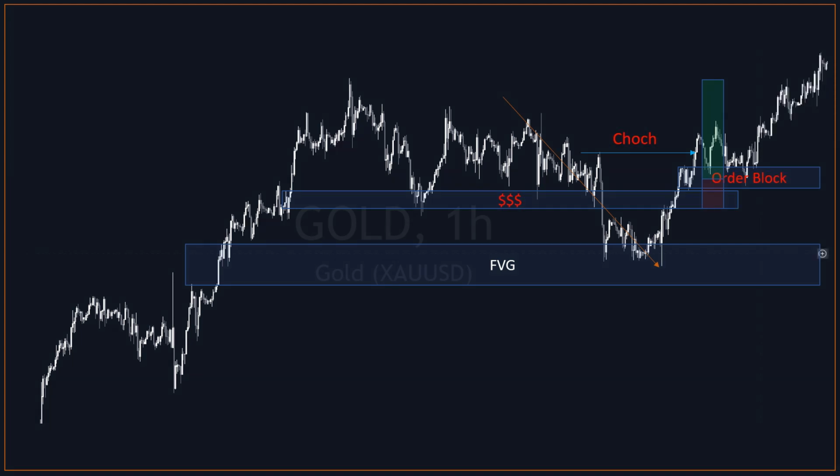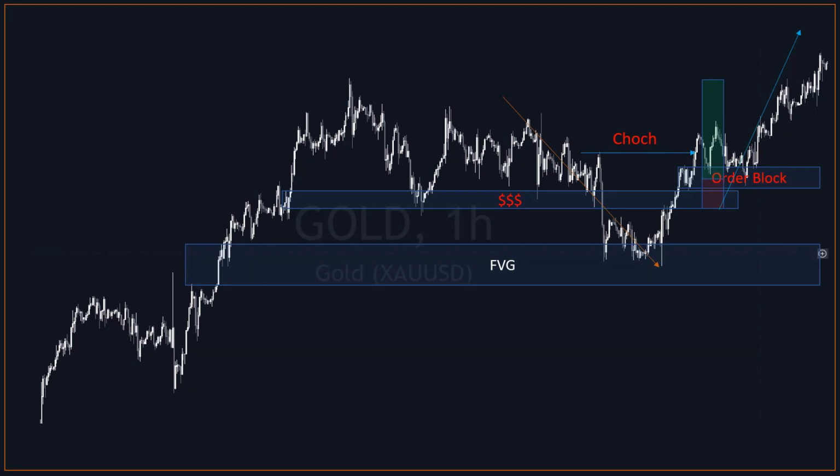Okay, perfect. And from here we notice that price has actually tapped into the order block and activated our buy order, and this would have been a very successful trade. So this is the smart money trading strategy step by step, guys.